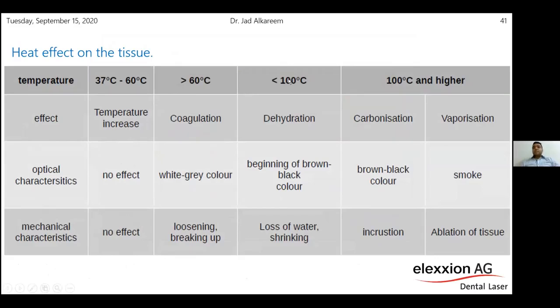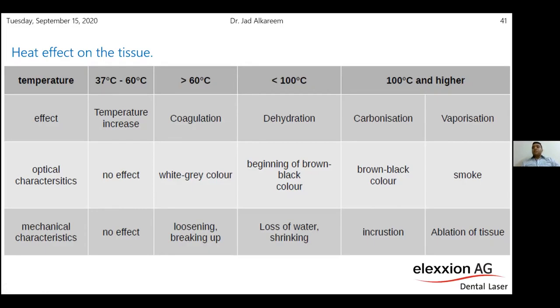If the temperature is almost 100 Celsius, you will have a dehydration of the tissue, coagulation, and you will start to see a brownish black or light black color appear. You will have a loss of water. The tissue will have high shrinking.